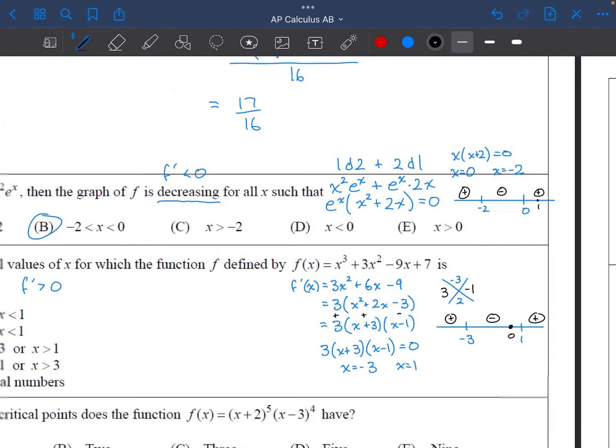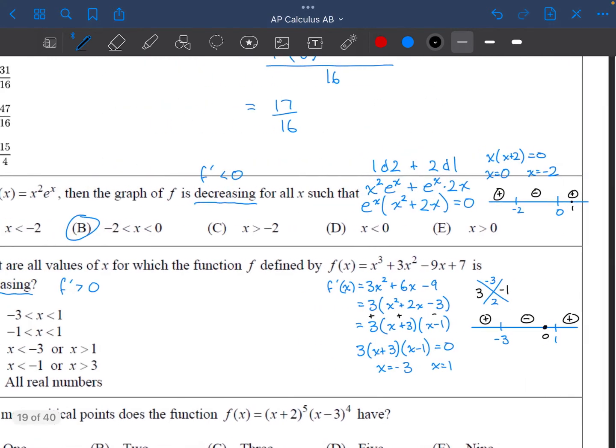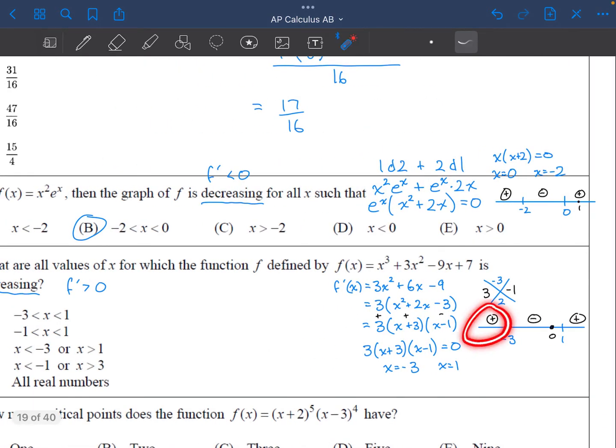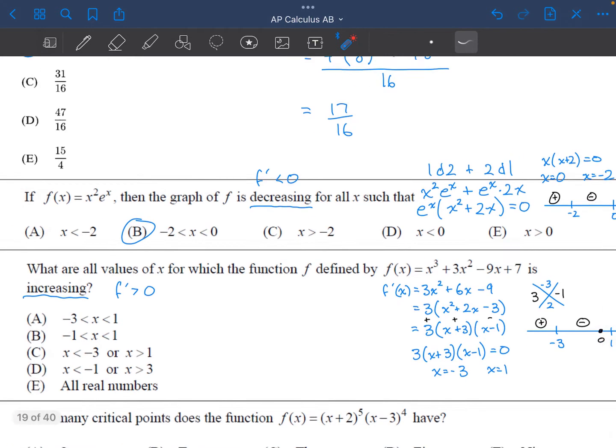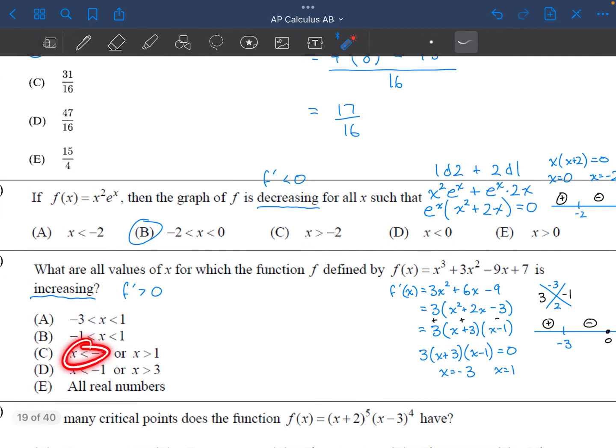All right, we're looking for where we are increasing, so we are looking for the positive values. So our answers are going to be everything to the left of -3 and everything to the right of +1. So less than -3 and greater than 1. And you can see less than -3, greater than 1, that is the answer that we're looking for. Answer C. I did want to do that in blue though, so I can come back here and say C.